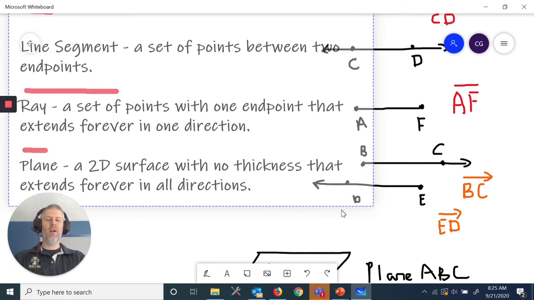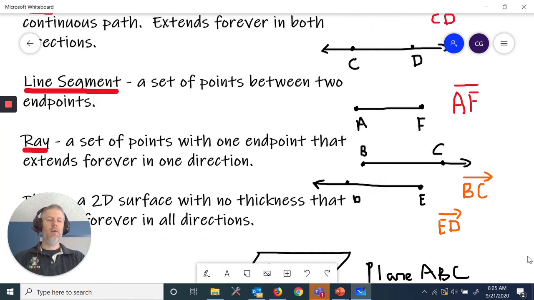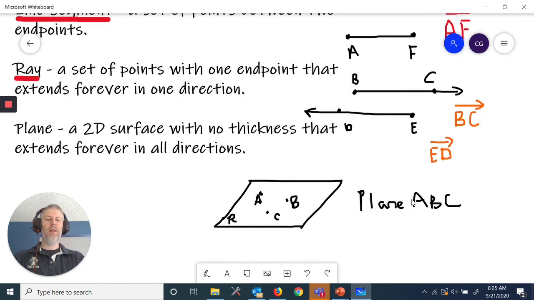And lastly, we talked about plane last time and just named it plane ABC. Remember, a two-dimensional surface with no thickness extends forever in all directions. And that's where all these things live on, is in planes. Okay, that's it. Short, sweet, to the point.